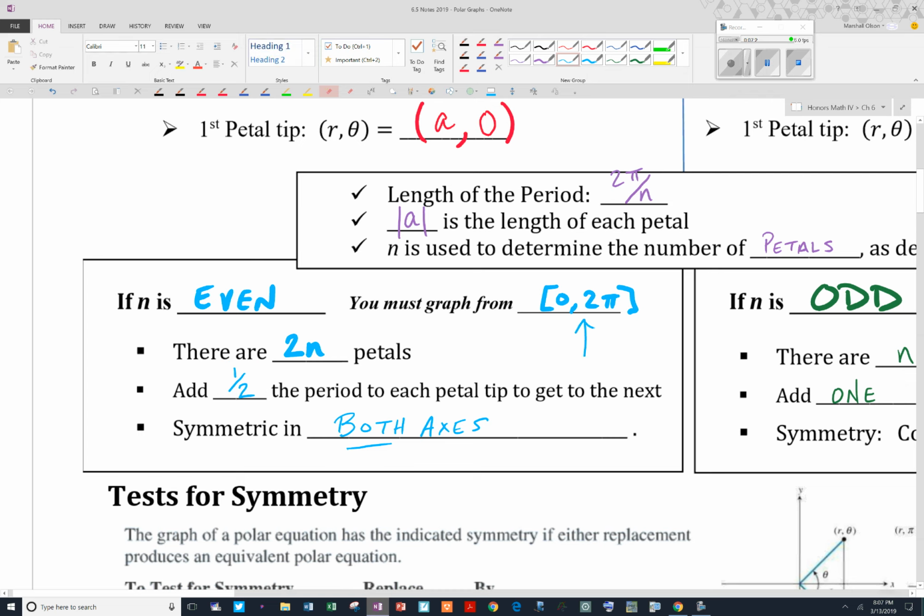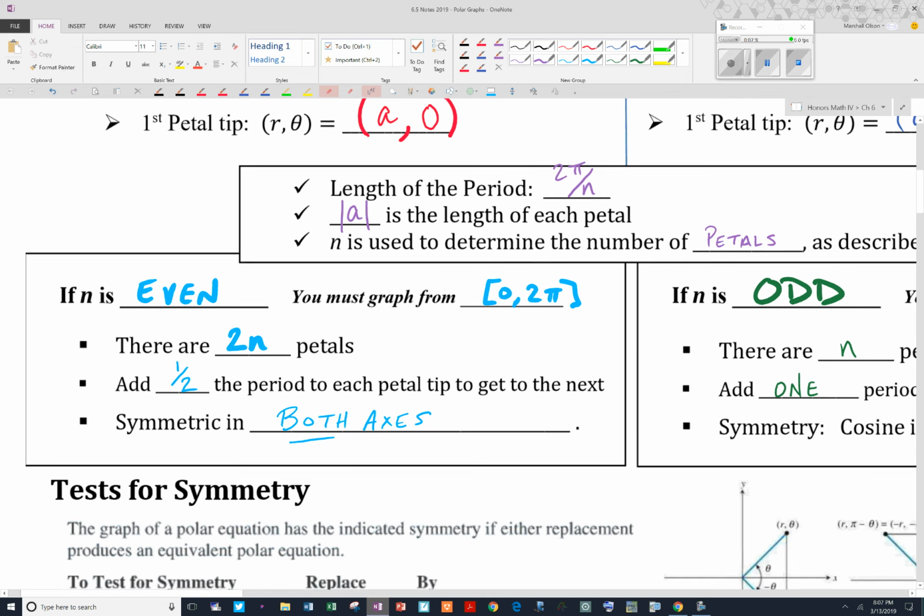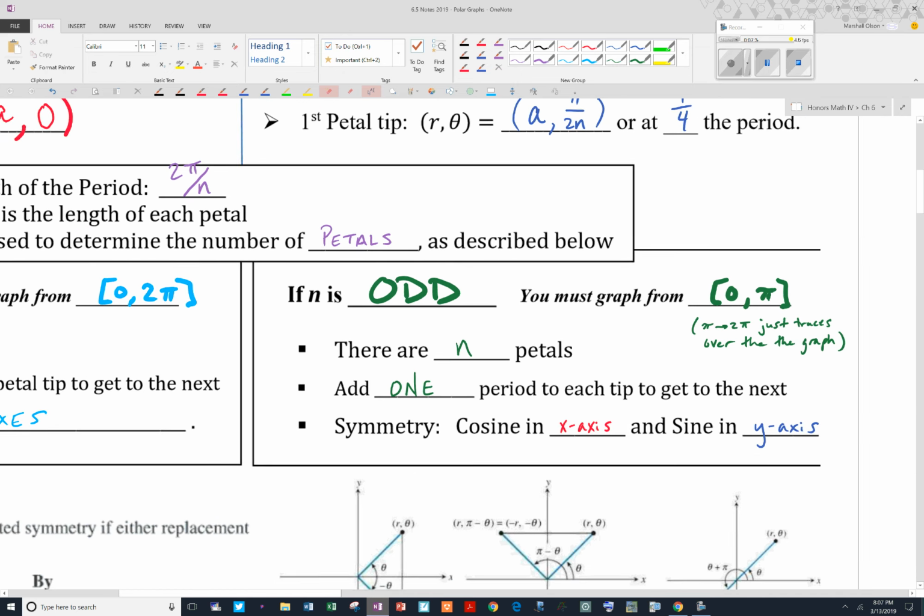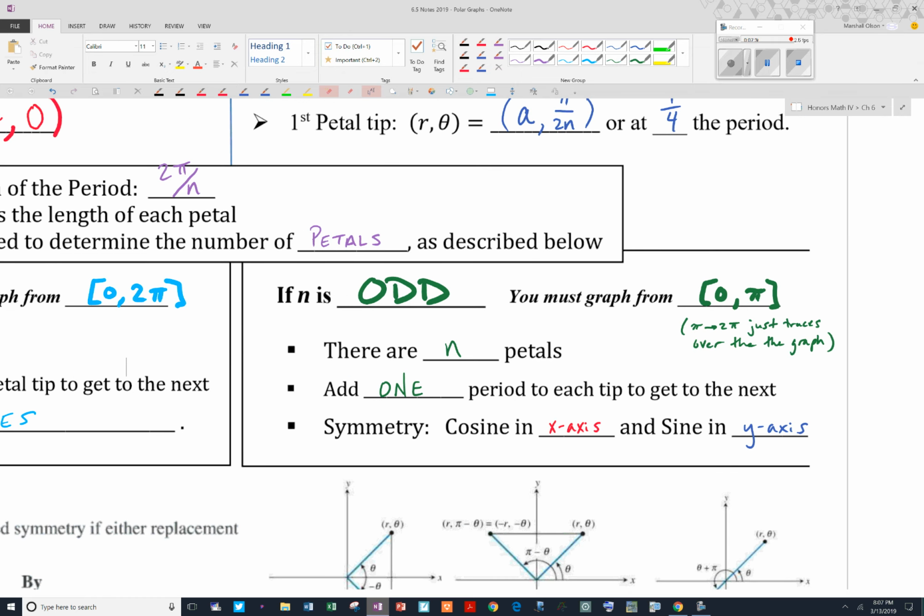Okay, this will make a little bit more sense when we start referencing how this connects to graphs that we've done in the past. But just know for right now that for even, you have to go all the way from 0 to 2 pi in order to get the whole graph. For odd functions, you actually would only need to graph values of theta from 0 to pi, because once you hit pi, all those points start to trace over the graph that you already have, which is why we have half the number of petals. There's only n petals with an odd n value.